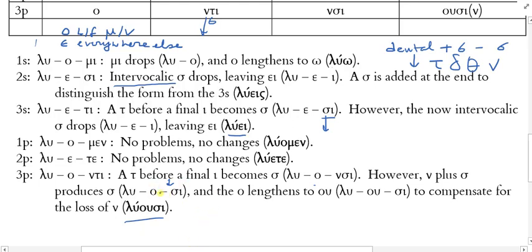What happens is this omicron, is that a long or a short O here? It's short. But the loss of the nu causes the short omicron to lengthen compensatorily. It lengthens to compensate for the loss of the consonant, okay, for the loss of the nu. And what the omicron lengthens to is an omicron upsilon diphthong. Remember, diphthongs are long, aren't they? Diphthongs are long. So omicron becomes omicron upsilon. So it becomes luousi. And that's they loose. So those are the forms.